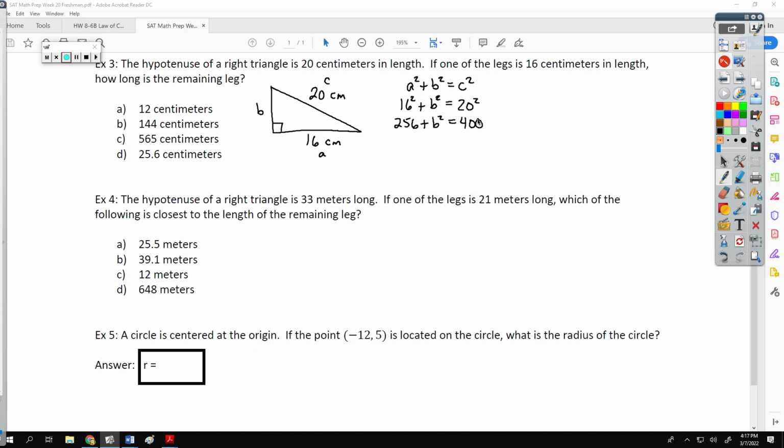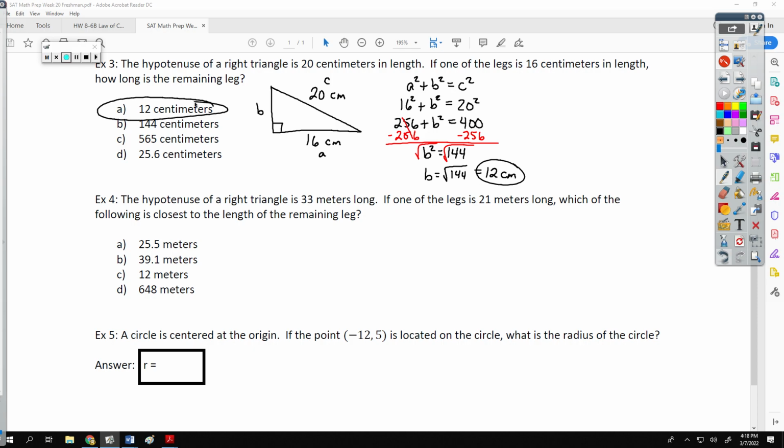We then solve that equation for B, which means we need to subtract 256 from each side, which would give us that B squared is equal to 144. And then we would take the square root of each side to give us that B is equal to the square root of 144, or 12 centimeters. Our units are centimeters, so our answer here would be 12 centimeters.